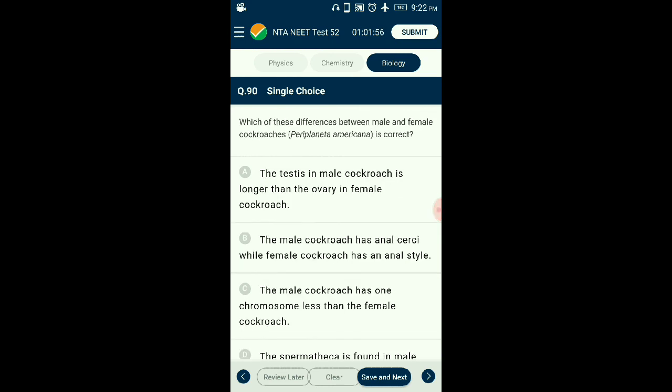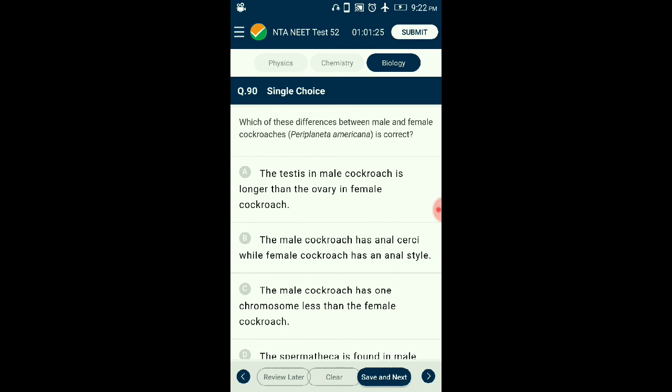Question number 90. This is the last question. Which of these differences between male and female cockroaches, that is Periplaneta americana, is correct? The male reproductive system of cockroach consists of a pair of testes lying on each lateral side in the 4th to 6th abdominal segments. The female reproductive system of cockroach consists of two large ovaries lying laterally in the 2nd to 6th abdominal segments. Thus, ovaries are longer than testes.